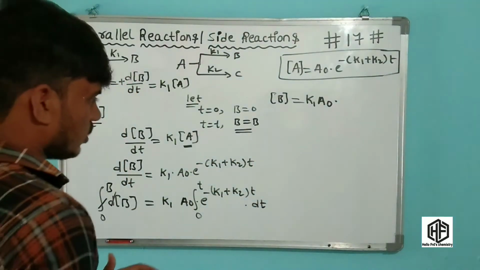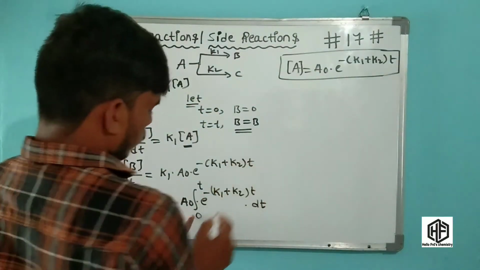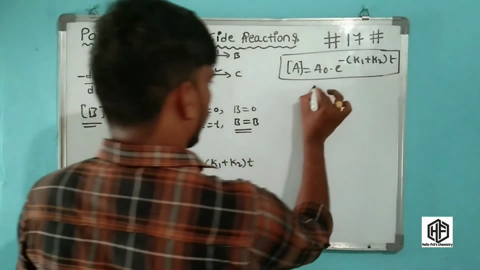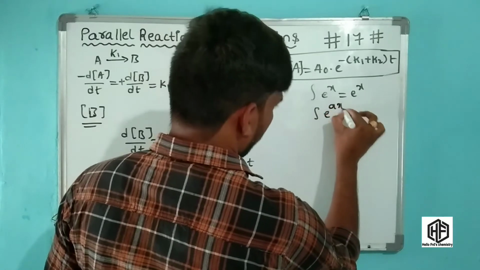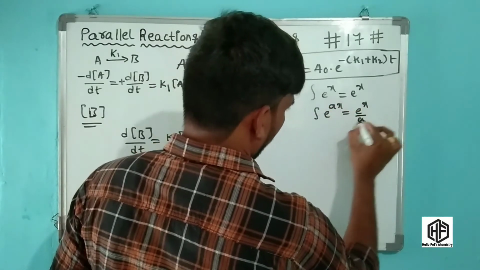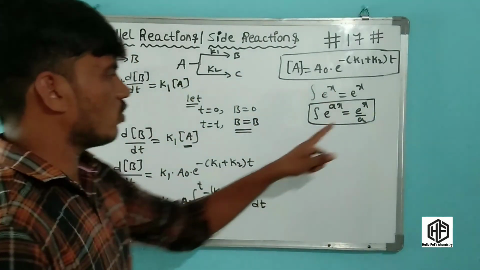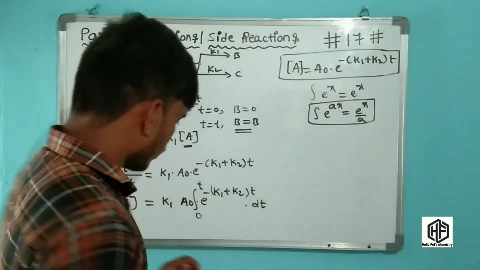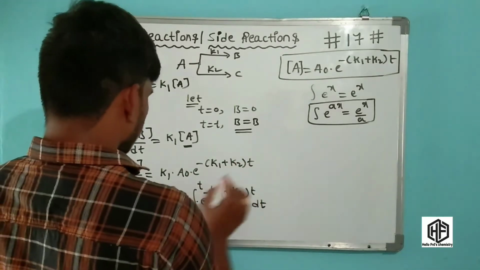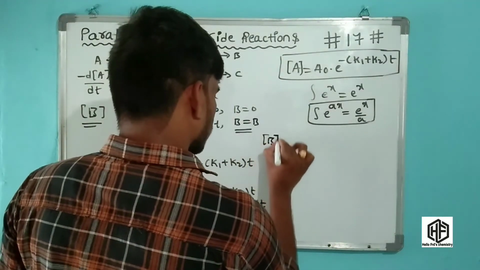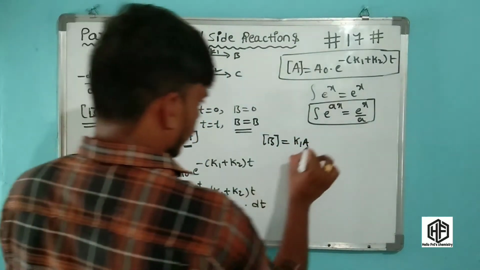Friends, one more important formula in integration: the integration of e power x is e power x, but the integration of e power ax is e power ax by a. This is the basic fundamental. Now this term is the integration of e power of minus (k1 plus k2) into t. The concentration of B is k1 into A naught, where k1 and A naught are constant.